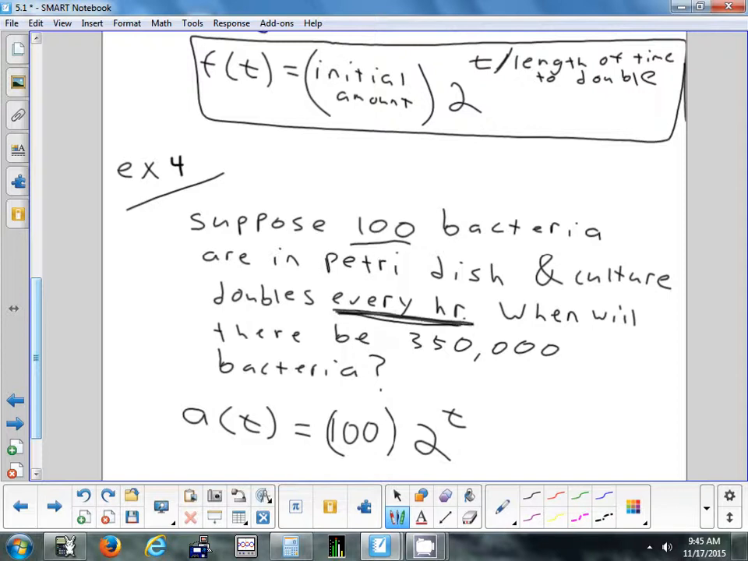And this problem says it's going to double every 1 hour. So the length of time to double here is just 1. If it said the bacteria doubles every 3 hours, then I would have put in a divide by 3. If it said it doubled every 6 hours, I would have put a divide by 6. If you want to put divide by 1, you can, but you don't need it.